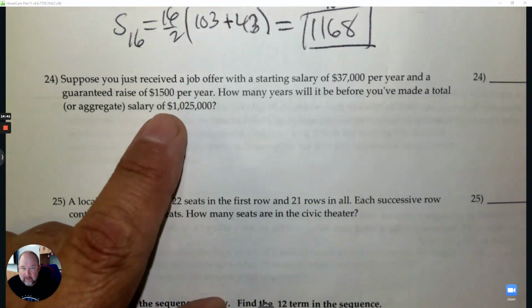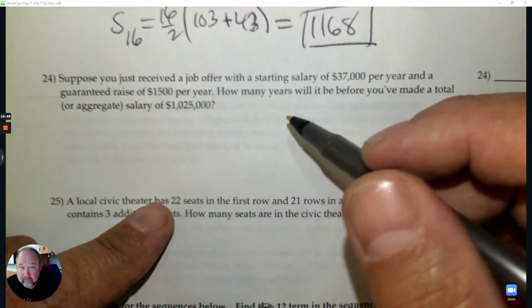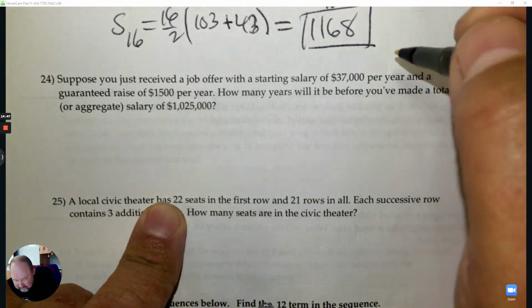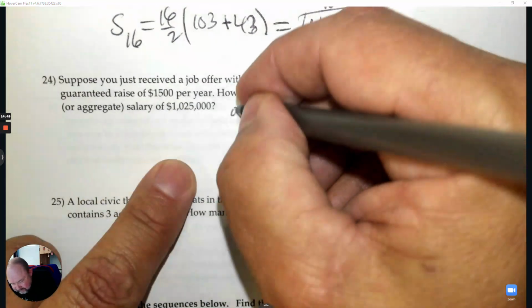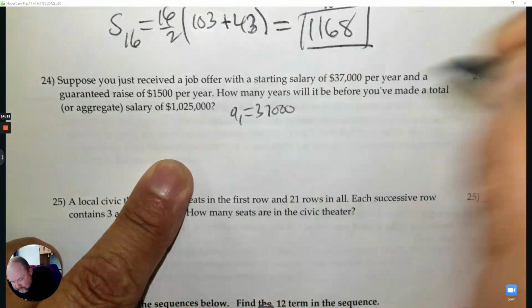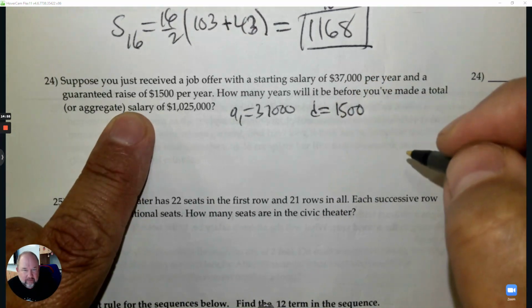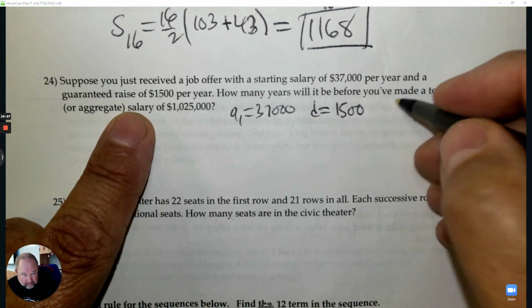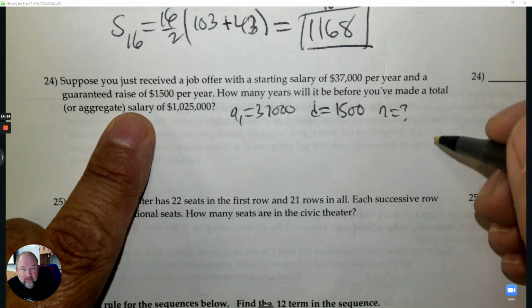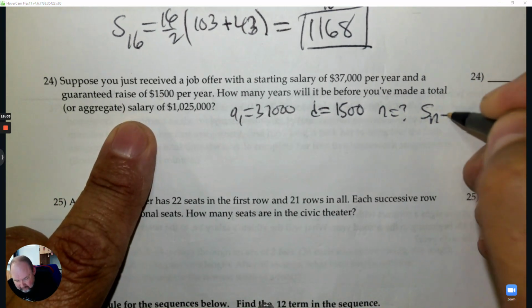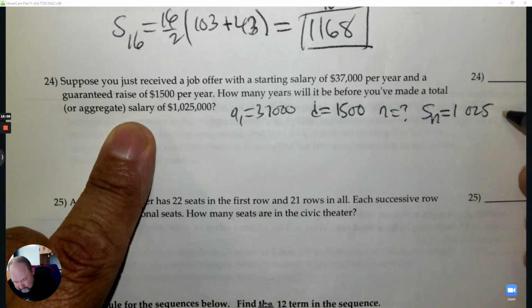Suppose you receive a job offer. Again, it's best to press pause and try it first. But here's the setup. With a starting salary of $37,000, that's A1, and you get a raise of $1,500 a year, that's D. How many years until you made a total, an aggregate, of that? So if you add it all up, you get this.